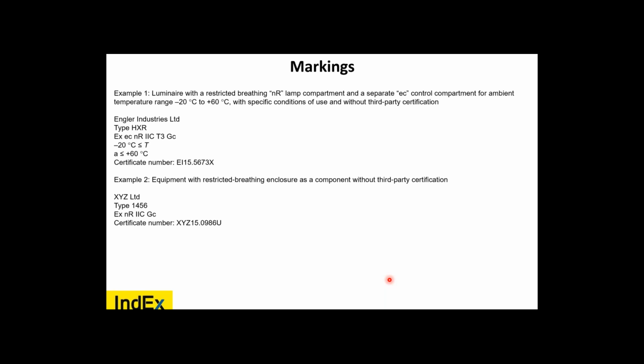So a luminaire with an EXNR lamp compartment and a separate EC compartment will be labeled EXECNR. Why? Everything shall be alphabetical now. Now, equipment without third-party certification, well then that's EXNR, purely just NR. Manufacturer self-certified.